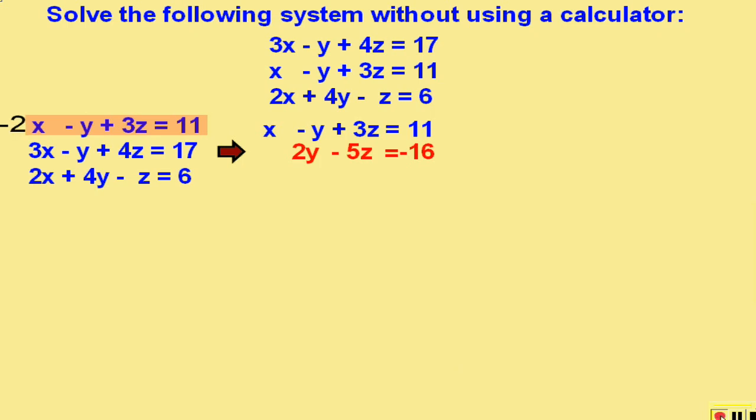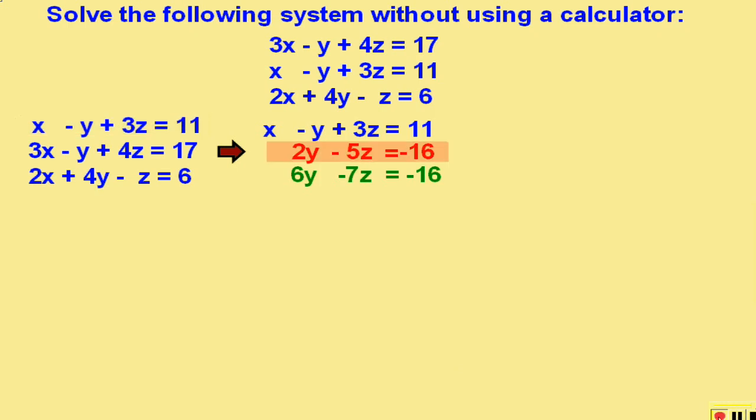Next, we will multiply the top equation by -2 and add it to the third equation, because when we do that, we will no longer have x's. And when we do that, the equation becomes 6y minus 7z equals -16. Again, remember, the line we multiply by stays the same. The line we add to will change.